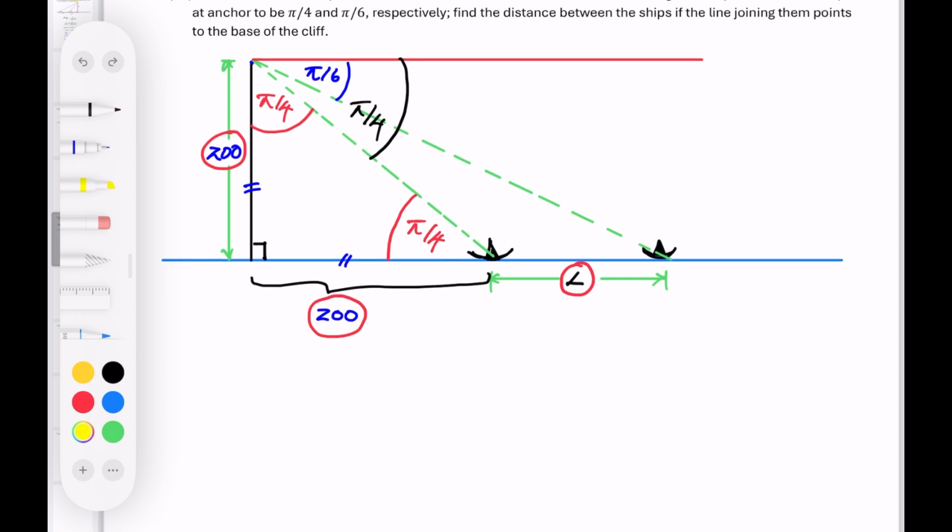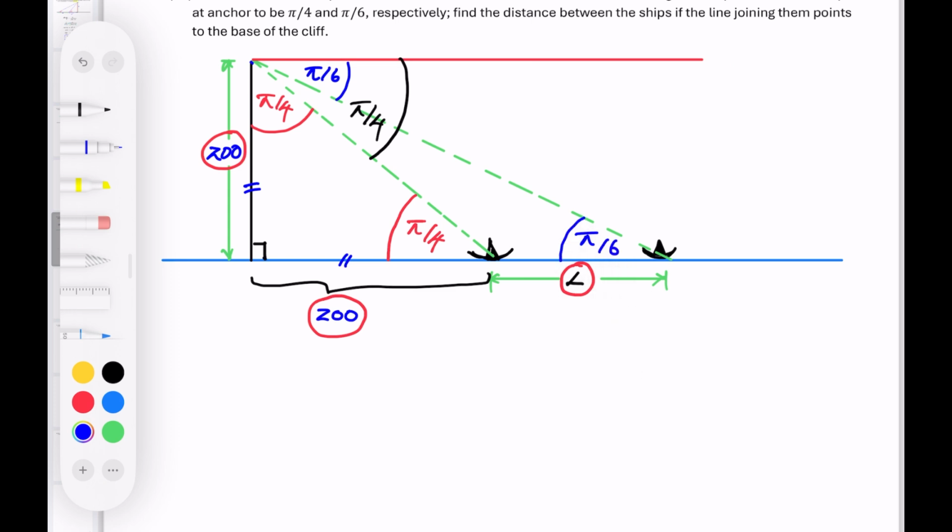Therefore, the distance from this point to the first ship should be equal to the height of the cliff, which is 200. We are going to need that information also when solving this problem for L. Now, what can you say about the angle right here? That angle should be exactly the same as the angle right here, because we know that this is a horizontal line and this is the sea line, which is also horizontal. Therefore, these two angles should be exactly the same. This means the angle right here should also be equal to pi/6.